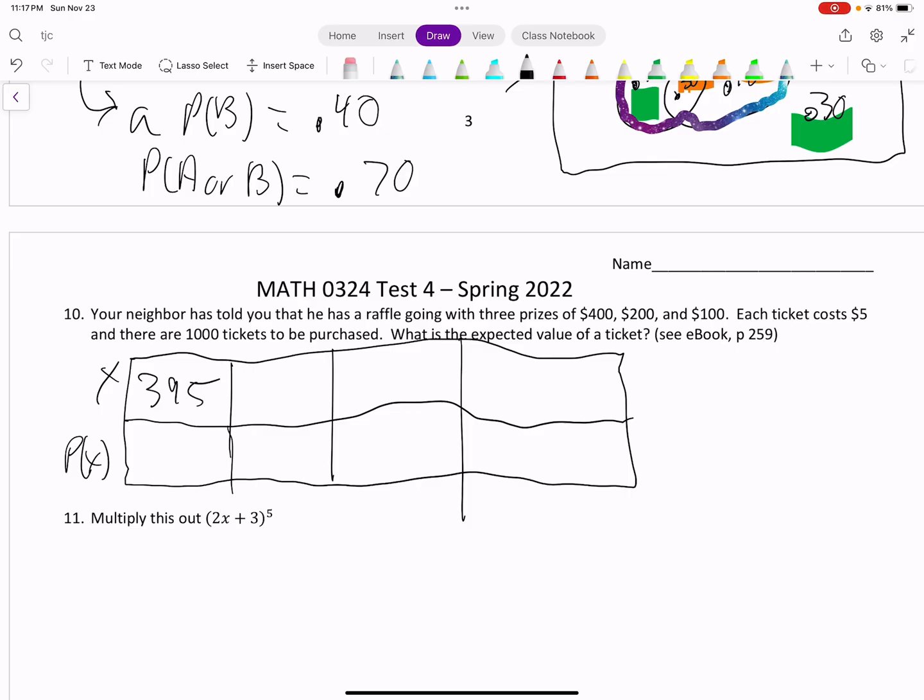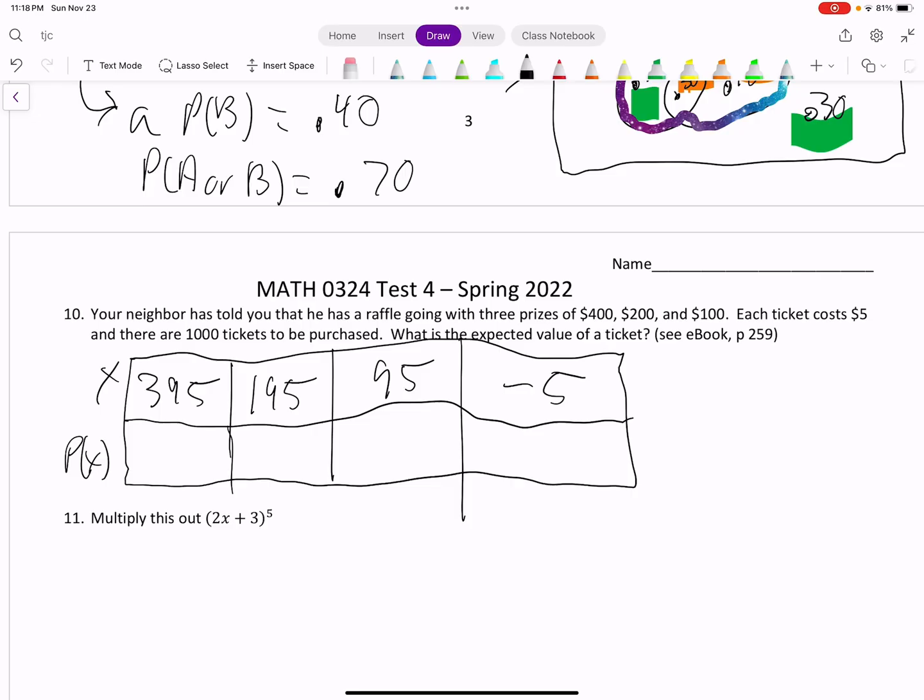If you win second place, you don't win $200, you win $195 because you get your $5 back. So your prize is $195. Third place is $100, which means your prize is $95. And then if you don't win first, second, or third, then you just lose your $5.